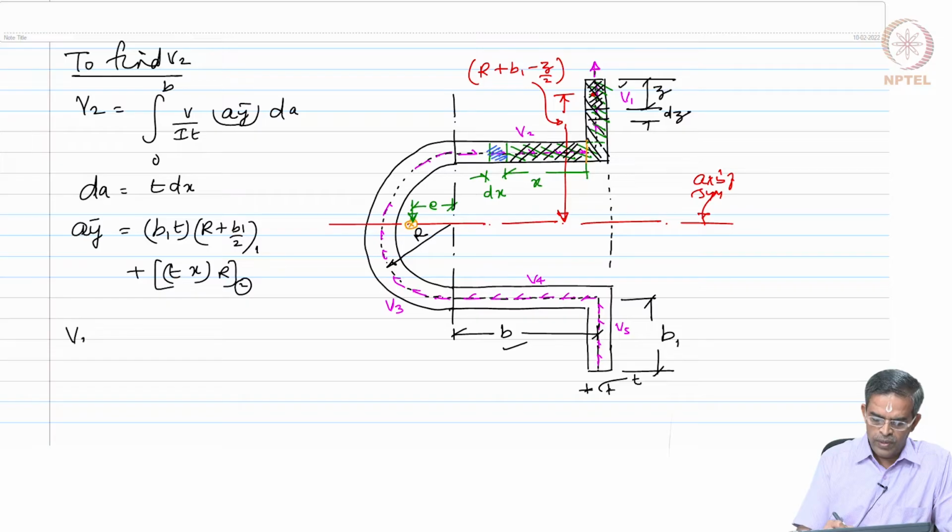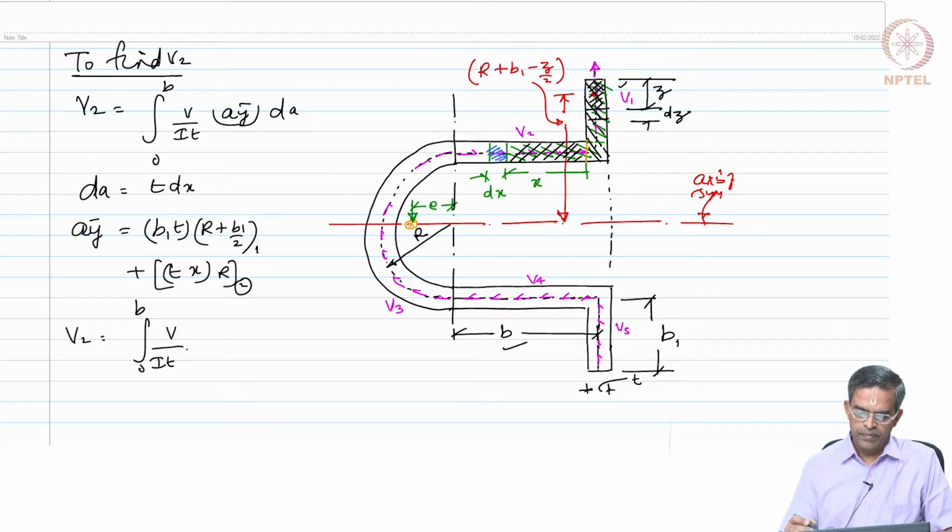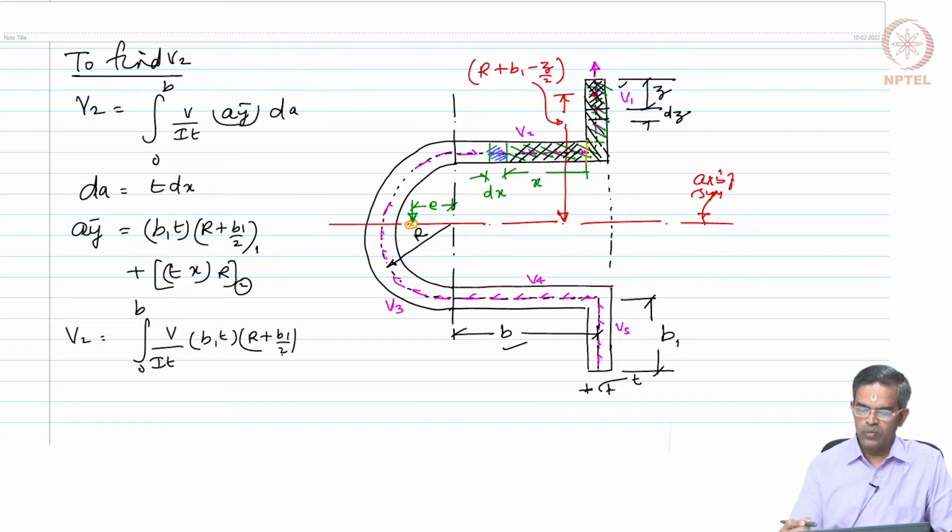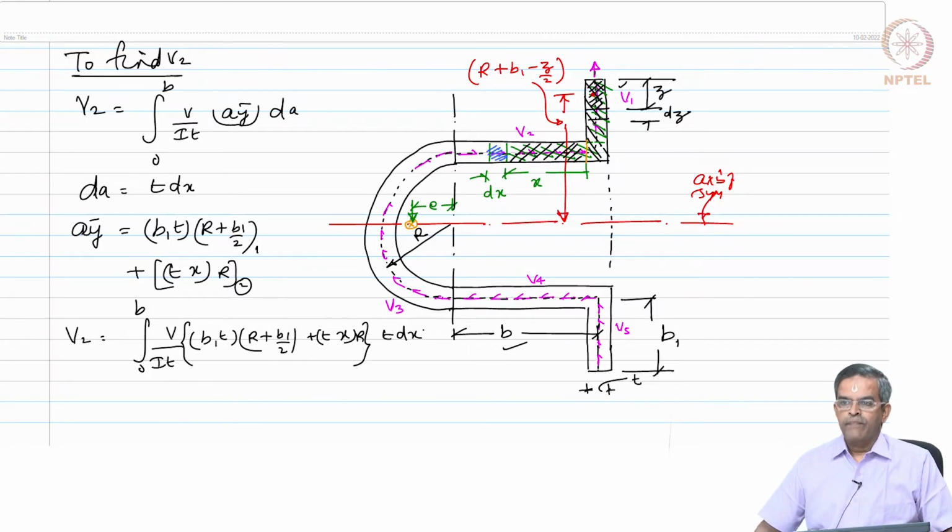So, therefore, V2 now will become integral 0 to b of V by I t, B1 into T of R plus B1 by 2 plus Tx into R, of T dx. So, we can simplify, apply the limits.